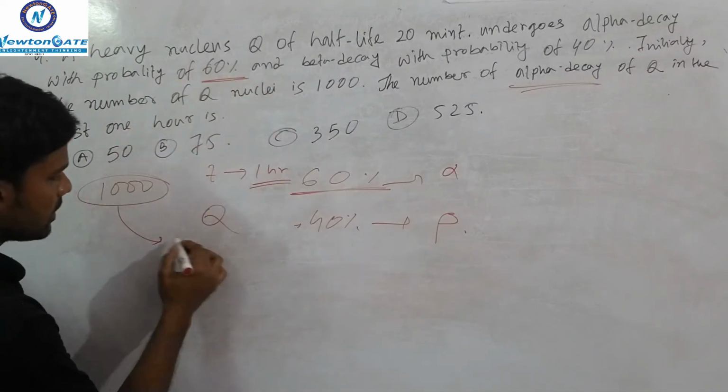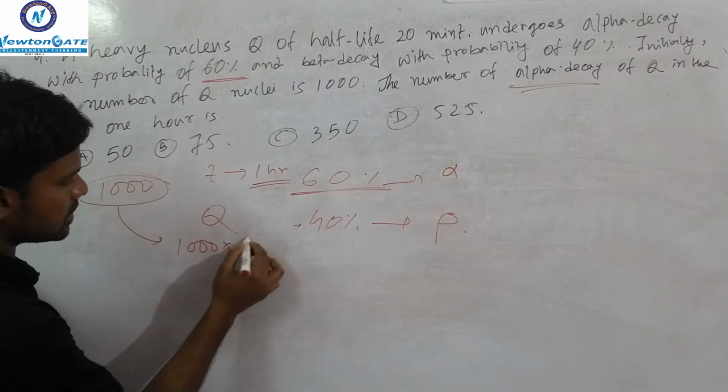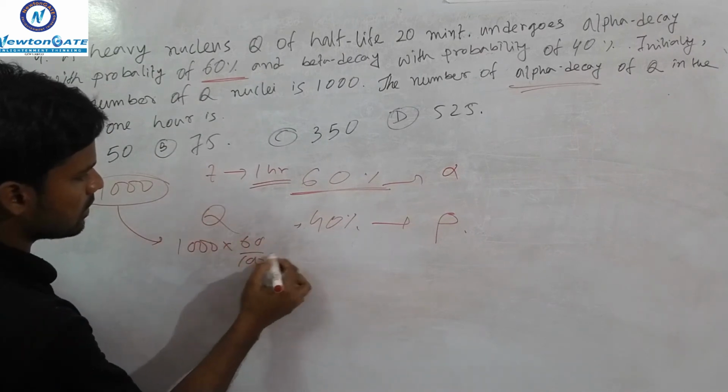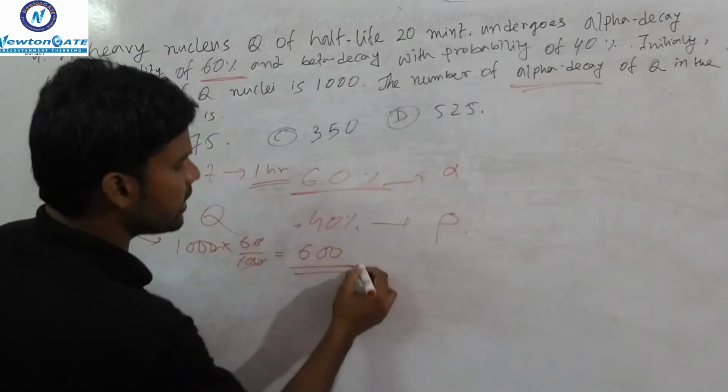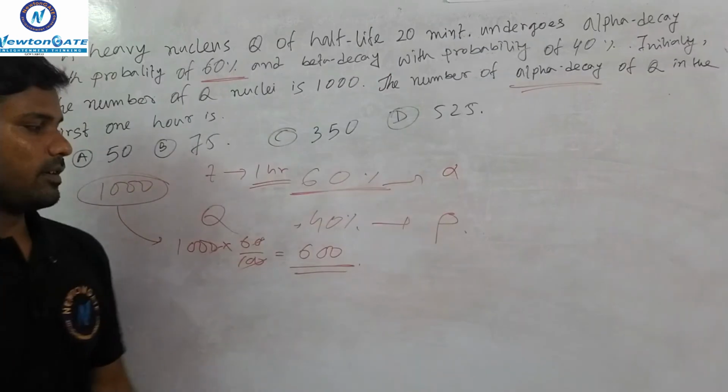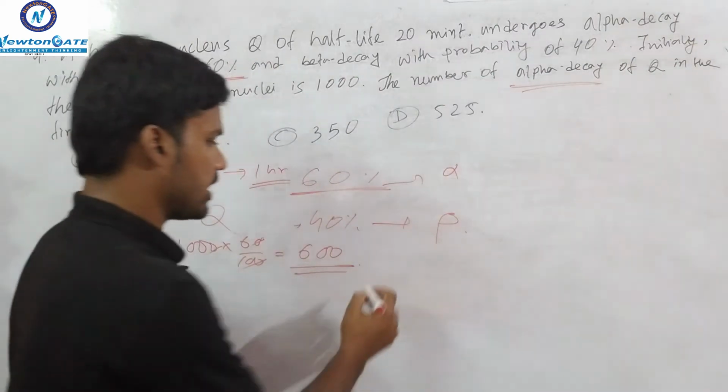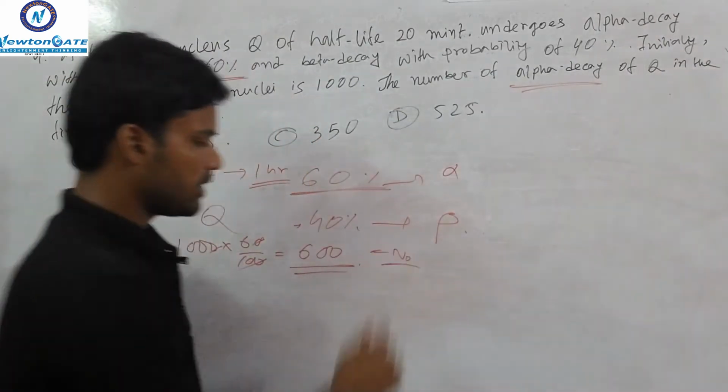That means 1000 into 60%, that means 600 nuclei are ready for alpha decay. That is our N naught, right.